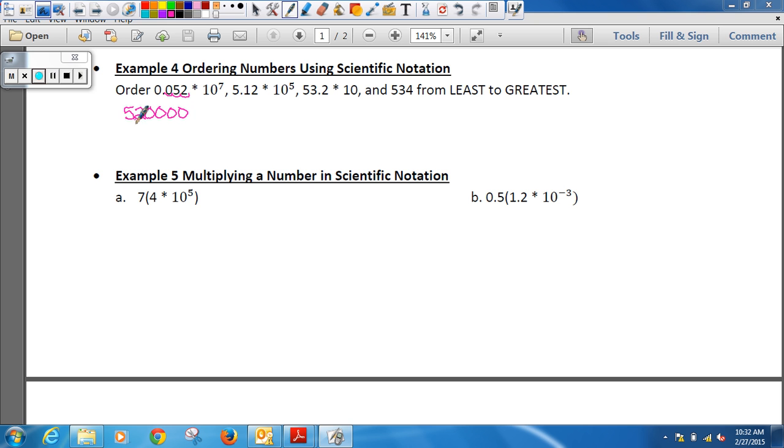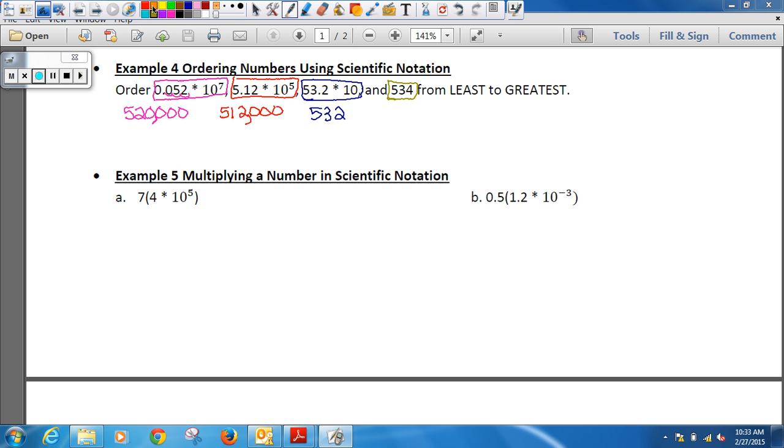So if I double check, I moved it 1, 2, 3, 4, 5, 6, 7. So I do have it correct. So this number right here is 520,000. My next number, 5.12 times 10 to the 5th, I need to move it 5 places. 1, 2, 3, 4, 5 places. That gives me 512,000. This next one is just times 10, so I only need to move it one spot, so that gives me 532. And then my last number here is simply 534.